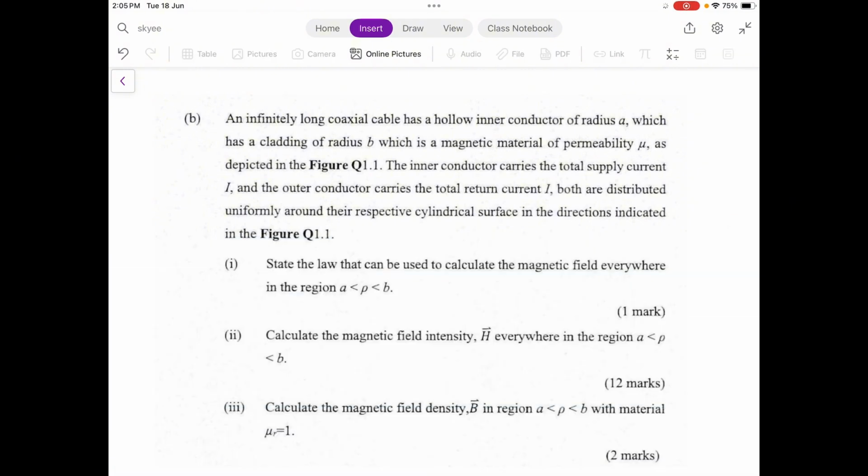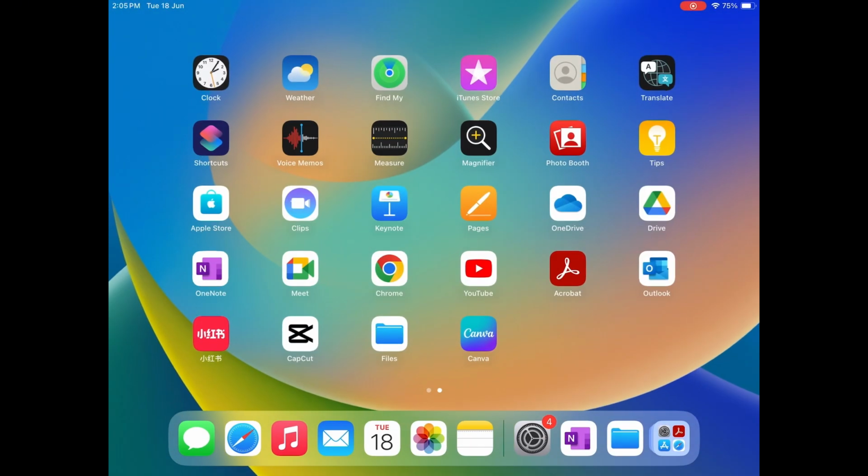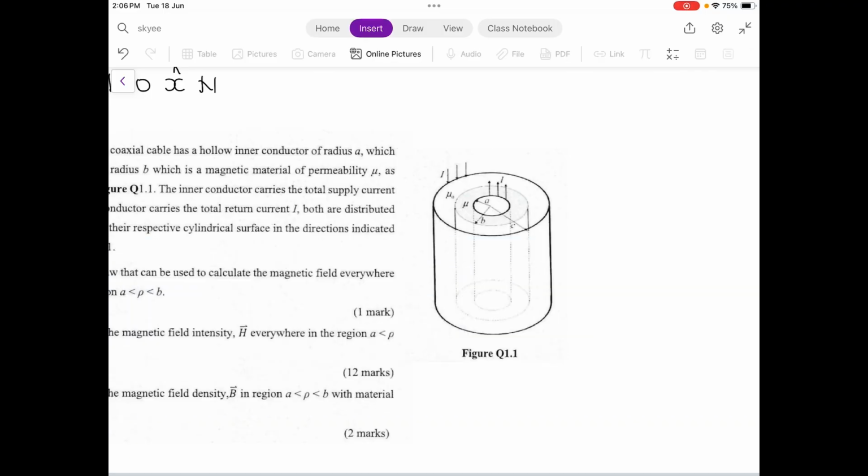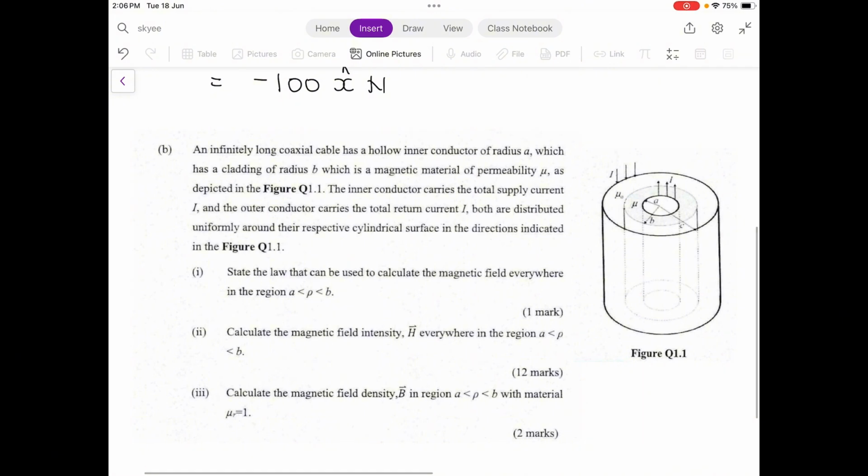All right, so now question B. You have an infinite long coaxial cable that has a hollow inner conductor of radius A, which has a cladding of radius B, which is a magnetic material of permeability mu, as depicted in figure 1.1. So this is figure 1.1.